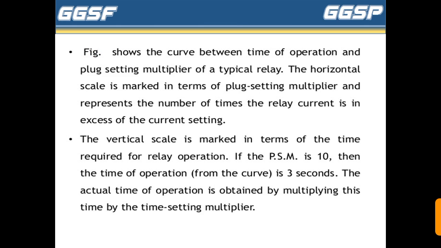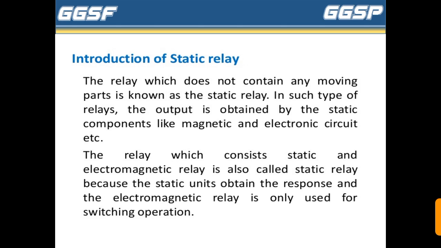This is the curve for plug setting multiplier. Figure shows the curve between time of operation and plug setting multiplier of a typical relay. The horizontal scale is marked in terms of plug setting multiplier and represents the number of times the relay current is in excess of the current setting. The vertical scale is marked in terms of the time required for relay operation. If the PSM is 10, then the time of operation from the curve is 3 seconds. The actual time of operation is obtained by multiplying this time by the time setting multiplier.